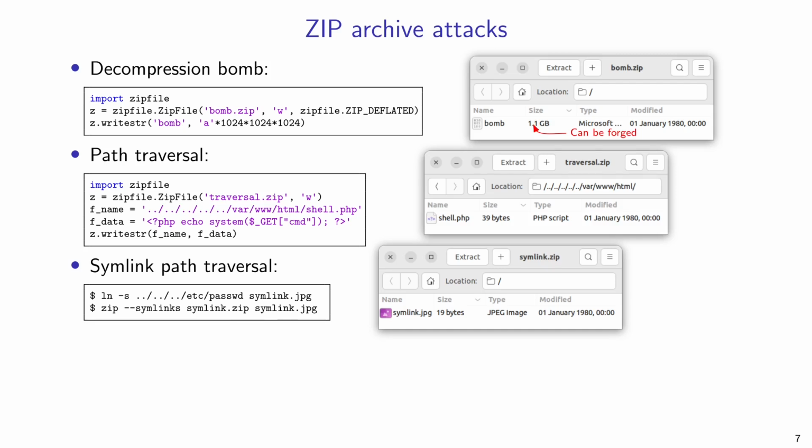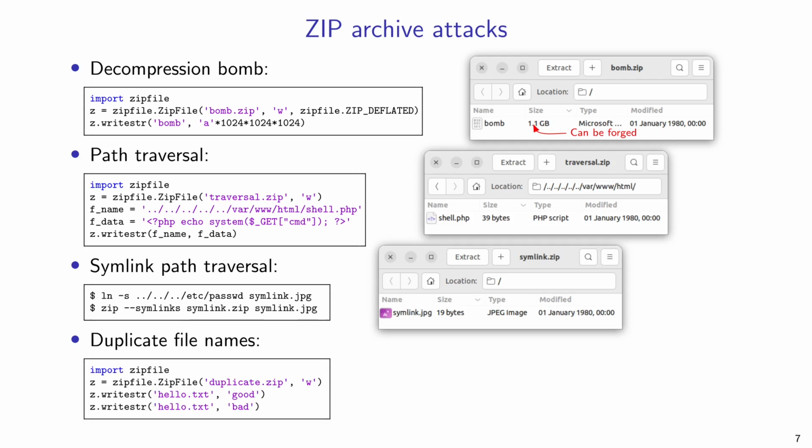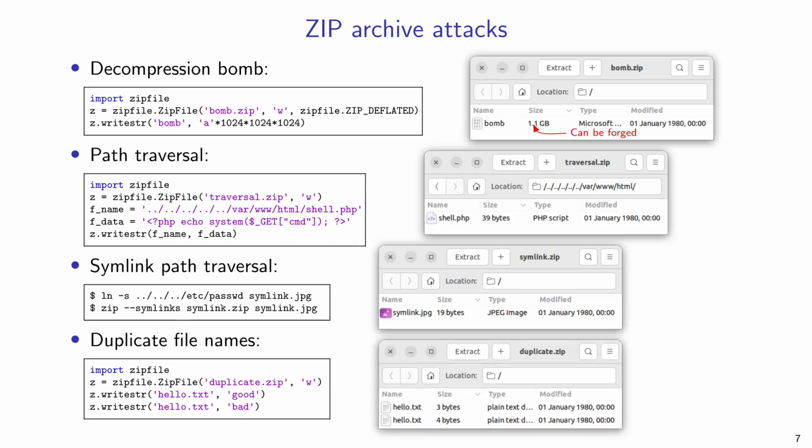The final issue, which might be a bit unexpected, is that zip archives can contain multiple files with the same name. Here's an example code of how we can create a zip container with two files that have the same name but different content. And here's how it looks when opened in an archive manager.